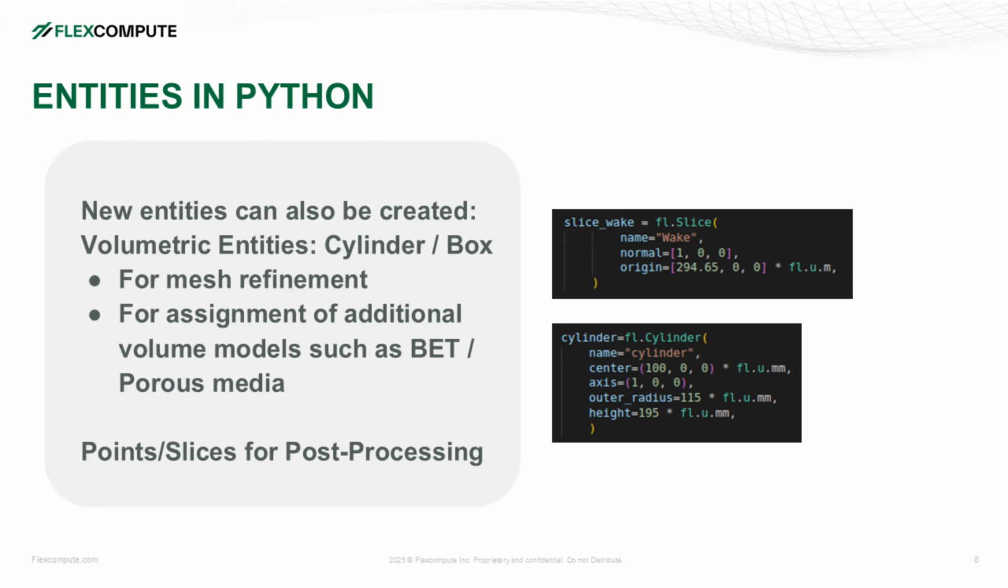If you are creating new entities using Python, we support cylinder and box volumetric entities. These would be used for something like mesh refinement or assigning volume models, such as BET or porous media. Output entities can also be created using points or slices to help with post-processing.